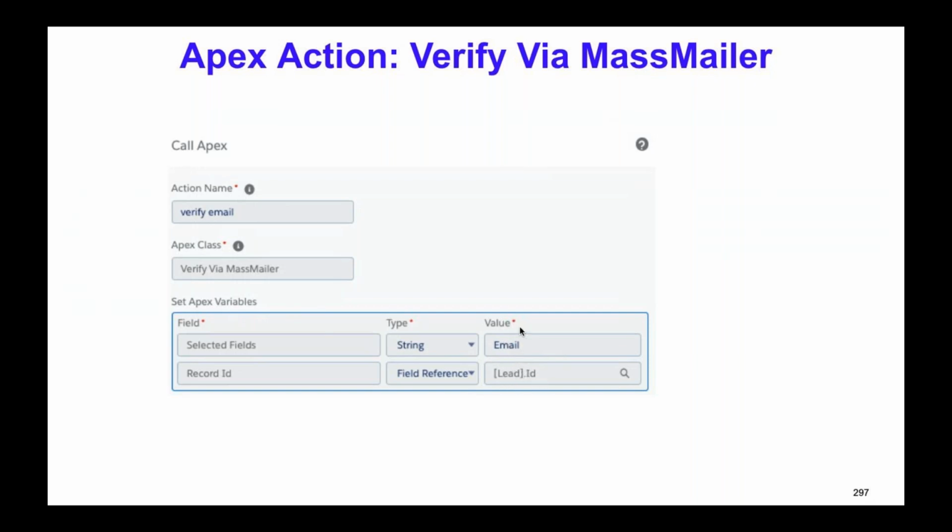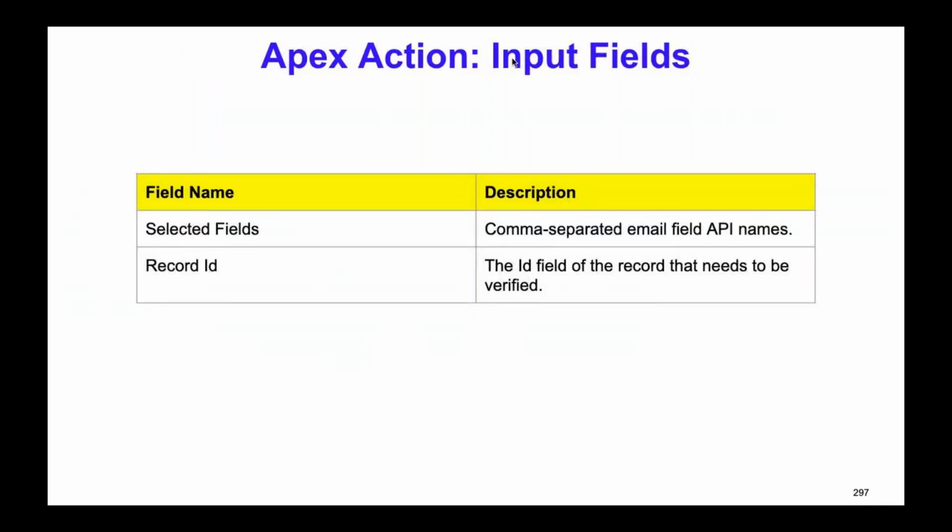If you want to validate multiple email addresses, that's okay. All you need to do is have the comma separated values entered in the selected field. So the input fields are just two. That's it. One is the comma separated email field API names. Again, the label is different from the API name, if you're not sure, in Salesforce. So for any email field that you have, make sure that you know the API name for that. That's what you need to enter.